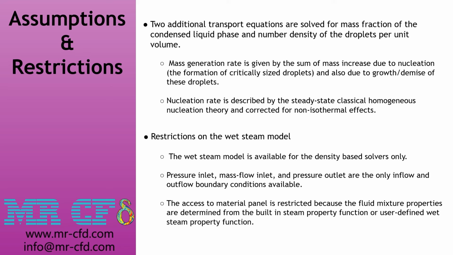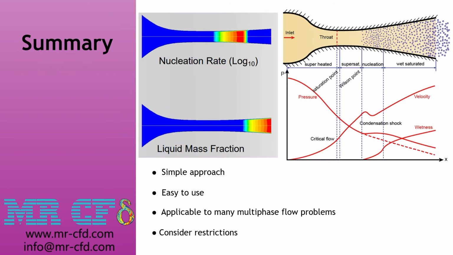You can obtain more information about these assumptions using the Fluent's online help page. Regarding the restrictions on the wet steam model, it should be mentioned that the wet steam model is available for the density-based solvers only, meaning that this model can be used for compressible flows. Pressure inlet, mass flow inlet, and pressure outlet are the only inflow and outflow boundary conditions available to this model. The access to the material panel is restricted because the fluid mixture properties are determined from the built-in steam property function or user-defined wet steam property function.